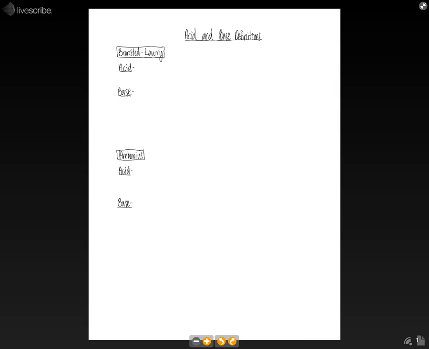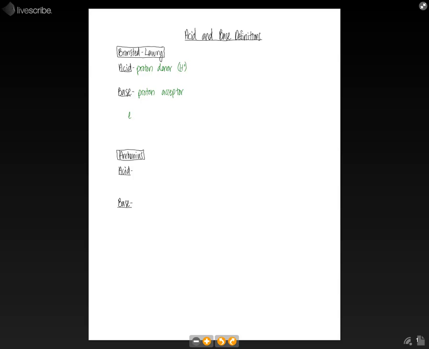Just going to cover a couple different definitions of acids and bases. So first we're going to go over the Bronsted-Lowry definitions of an acid and a base. And so they define an acid as a proton donor, proton just being H+, and then a base is likewise the opposite, which will be a proton acceptor.